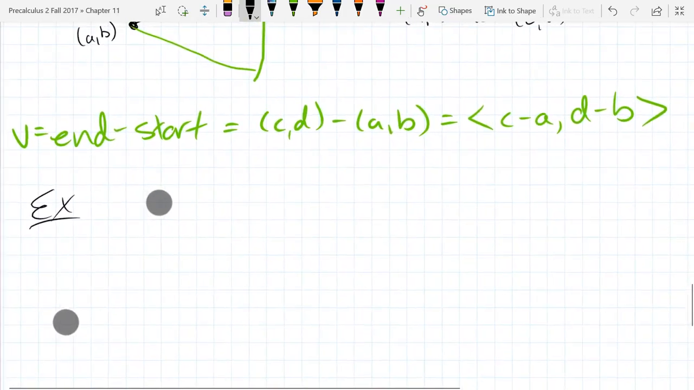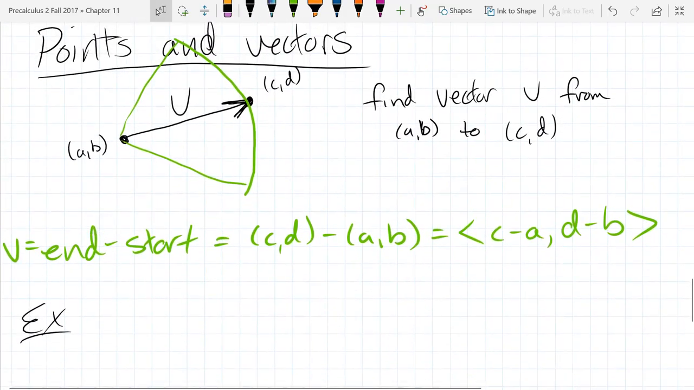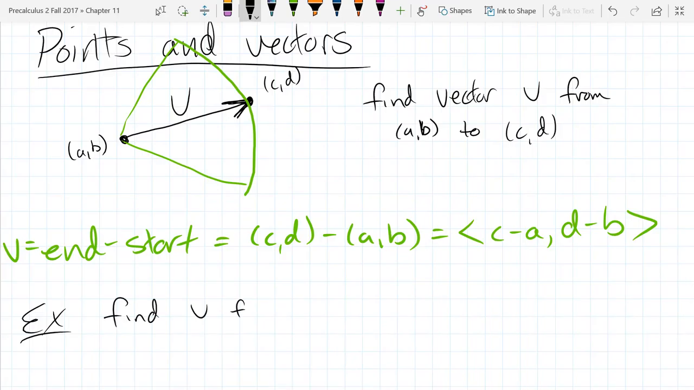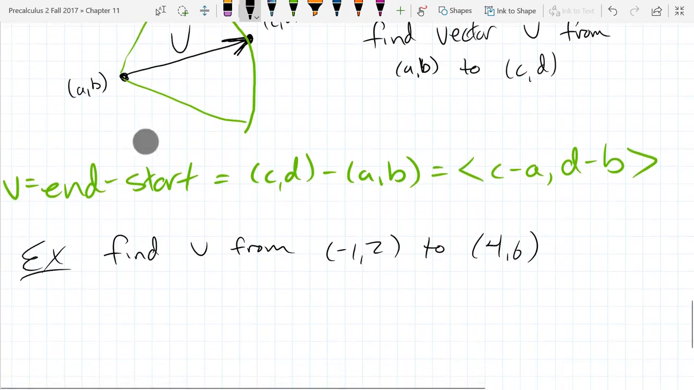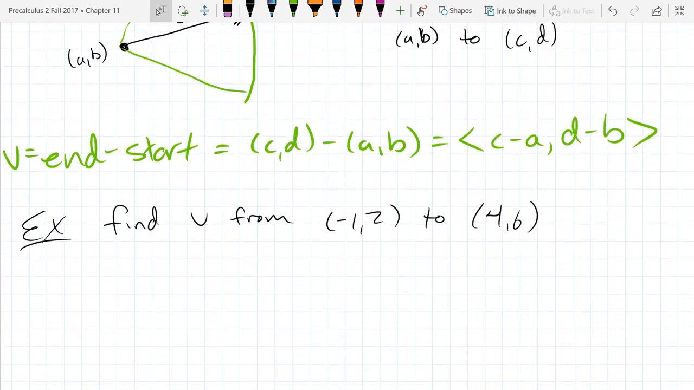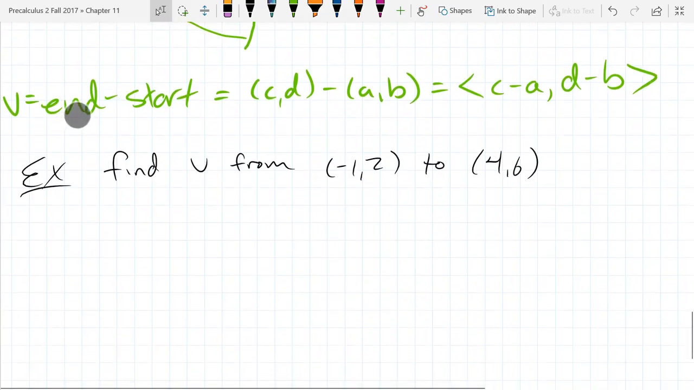So we'll do an example now. Find vector v from negative 1, 2 to 4, 6. While you're busy computing the vector, I will graph those two points and then the vector in between. So I want you to compute the vector.